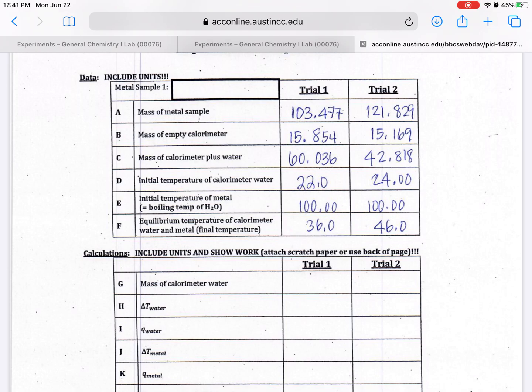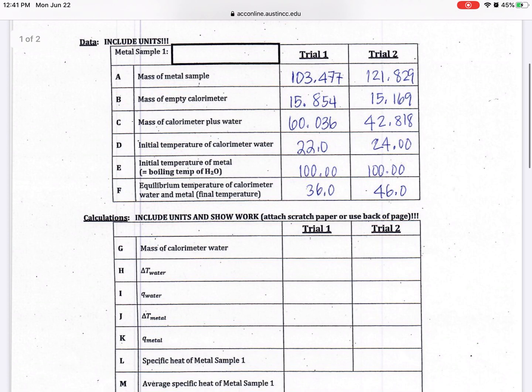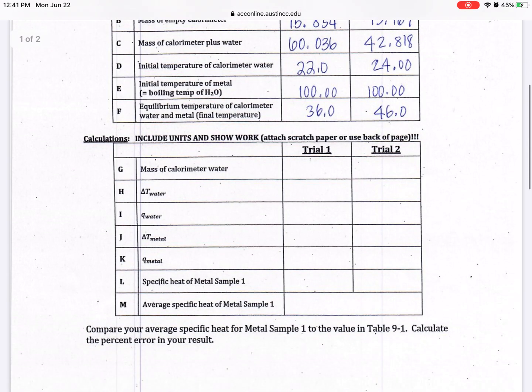A is the mass of the metal sample for both trials. It's given to us, and then the mass of the empty calorimeter for both trials is given, the mass of the calorimeter plus the water is given as C, and D is the initial temperature of the calorimeter water. The initial temperature of the metal is given as 100, and the equilibrium temperature, meaning the highest temperature it had reached, is given to us as 36 and 46.